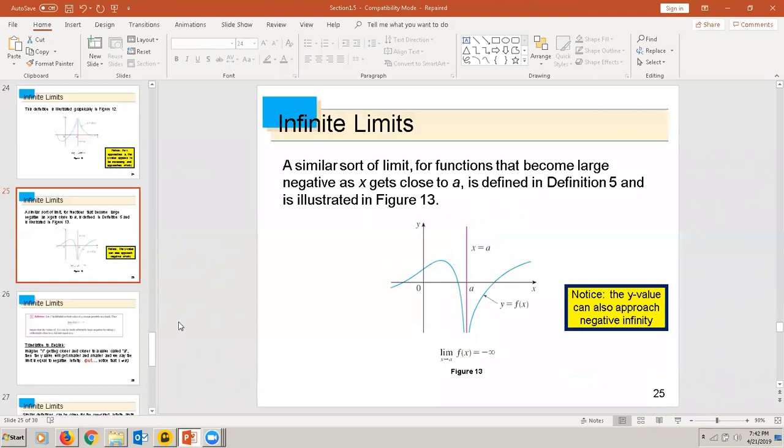And of course, the same scenario, but now the y value is heading to negative infinity. So again, as x approaches a, you can see the graph is heading down, the y values are getting smaller and smaller. You might say they're getting larger in the negative direction. And we would say the limit here is negative infinity.